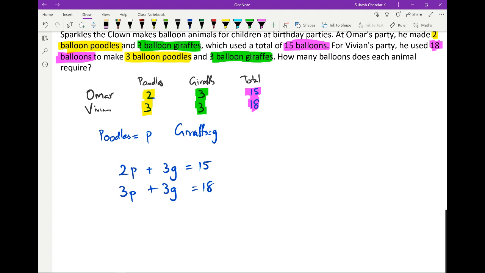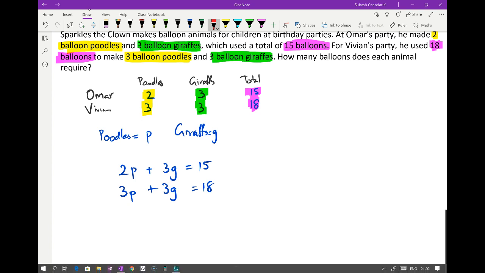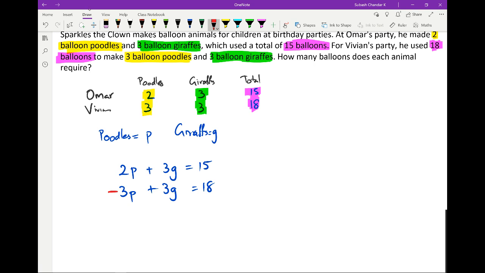If you want to subtract one equation from the other equation, what you could do is just change whatever sign you have to the opposite. So if you have a minus, change it to a plus. If you have a plus, change it to minus. So 3p is right now positive, so I'm going to change that to minus. 3g is positive, so I'm going to change that also to minus. And 18 is positive, so I'm going to change that to minus as well.